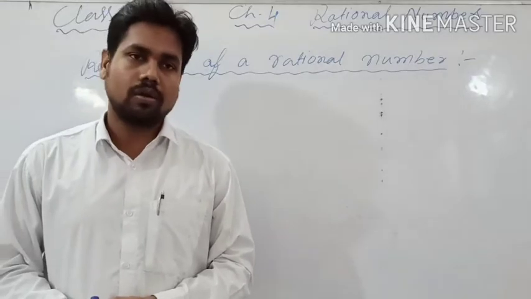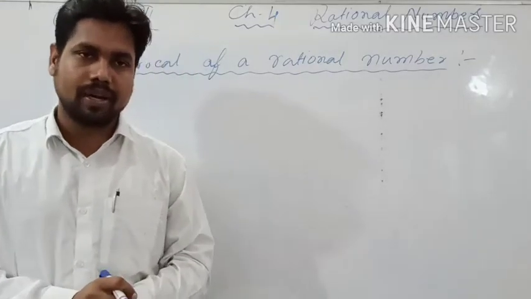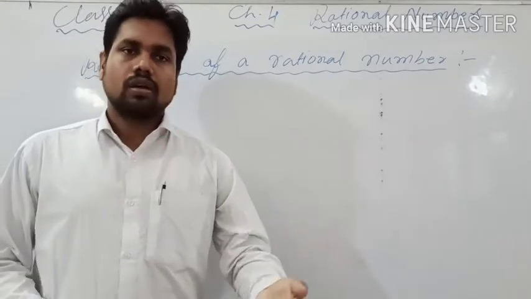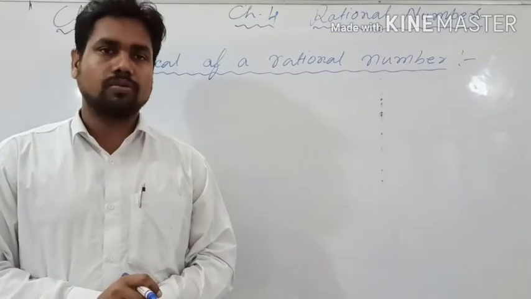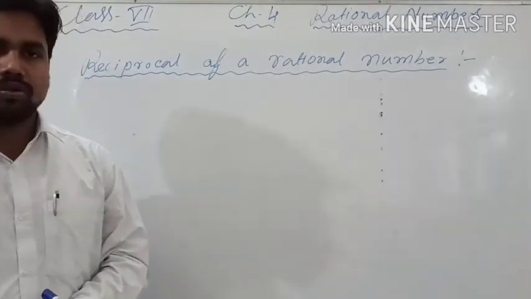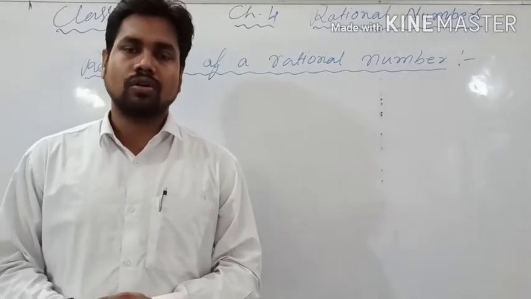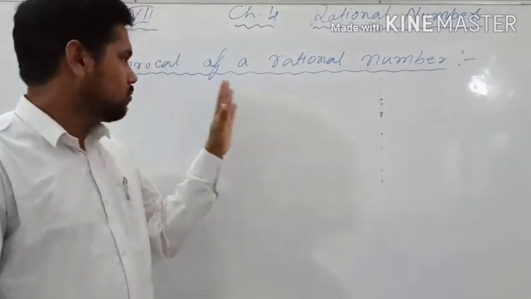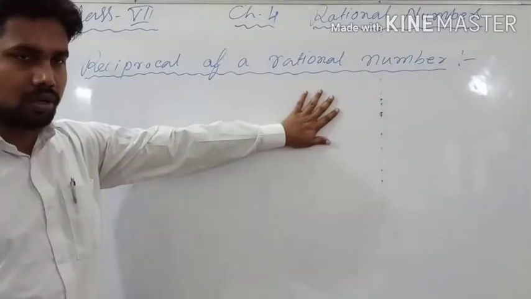So reciprocal of a rational number means whenever you are multiplying two rational numbers, if the product of those two rational numbers is 1, then what will we call it? Reciprocal of a rational number.